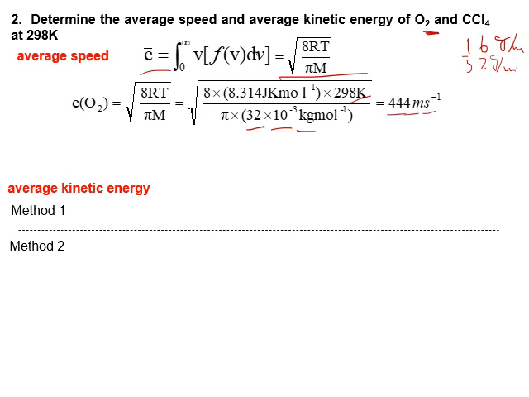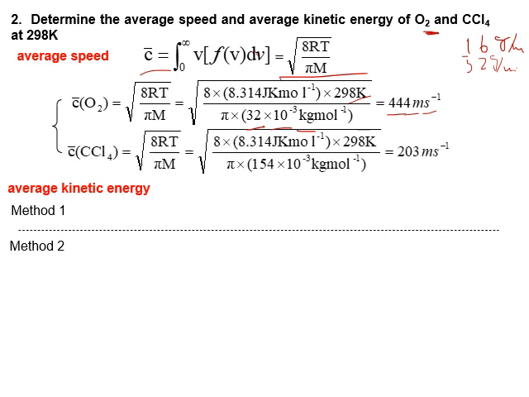So that's the average speed for oxygen. For carbon tetrachloride, the molar mass, you can use carbon as 12, chlorine as 35.5 times 4, so you get 154 times 10 to the minus 3 kilogram per mole, and that gives you a speed of 203 meter per second. You can see that on average carbon tetrachloride moves slower than oxygen because it's heavier.